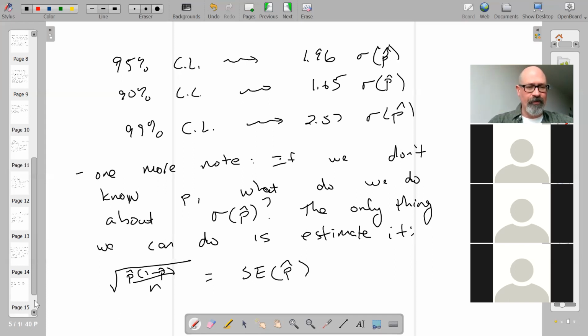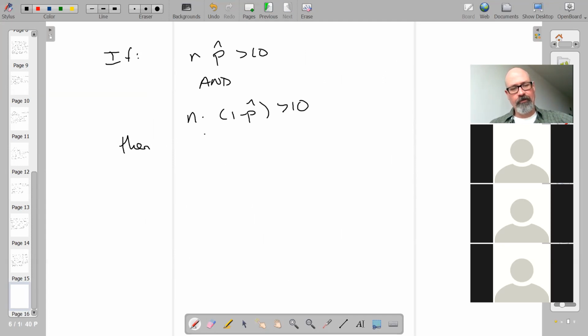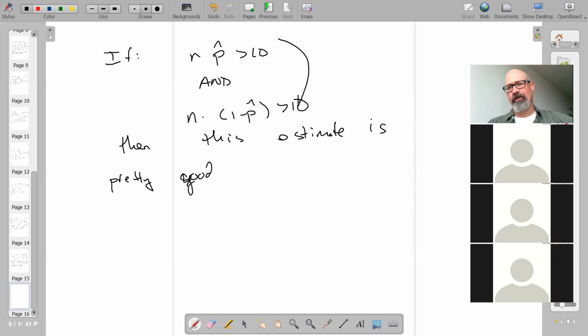And one more note: if n times p hat is greater than 10 and n times 1 minus p hat is greater than 10, then this estimate, these methods are pretty good. That has to do with the fact that if this condition is satisfied, we expect the sampling distribution for p hat to look a certain way. In most practical examples, when you're using a formula to come up with a confidence interval, these conditions are certainly satisfied.